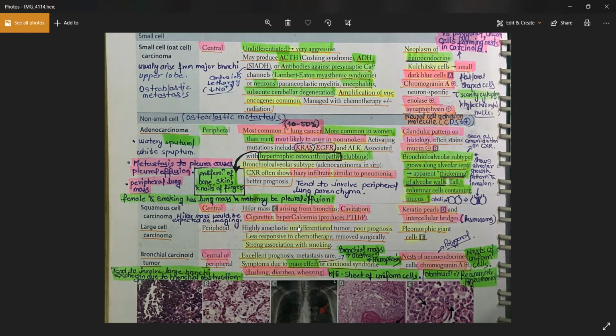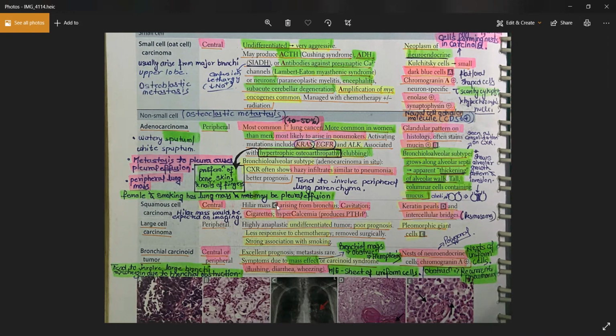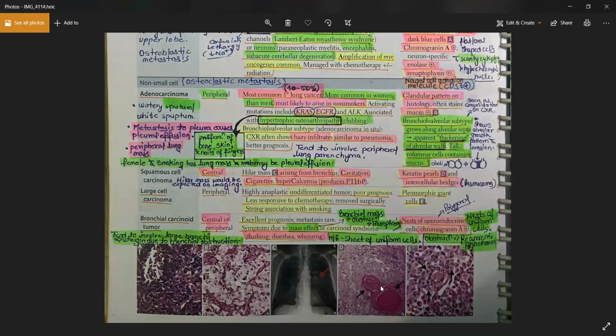Now, other than that, this cancer will arise from the bronchus, and that's why it is always in the midline, central. This cancer can release parathormone related peptide or parathormone like peptide, so this can again cause hypercalcemia. A cavity lesion will be seen in the X-ray of the patient. So that was about squamous cell carcinoma, and these are the keratin pearls, right? Filled with keratin.